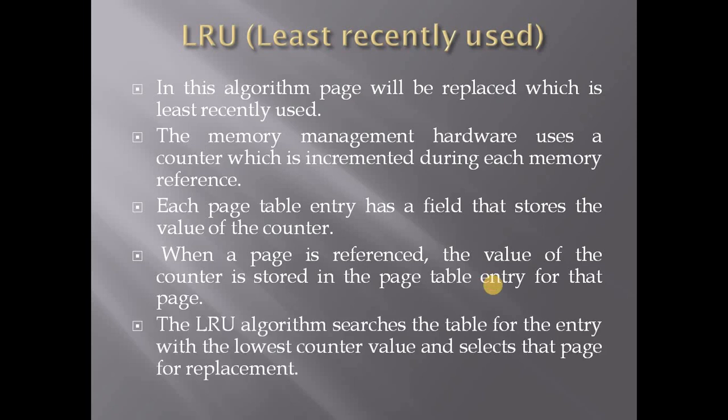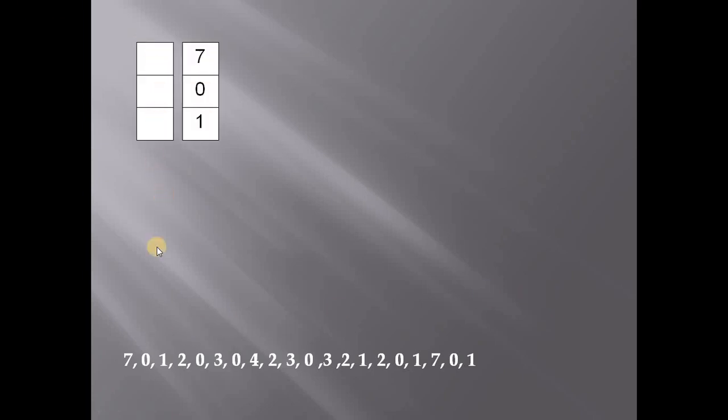The least recently used algorithm searches the table for the entry with the lowest counter value and selects that page for replacement. So in the least recently used algorithm, the page which was least recently used will be replaced. We shall again take the same reference string and see the example. Initially 3 frames are empty. We are going to put the first 3 pages in these first 3 frames.